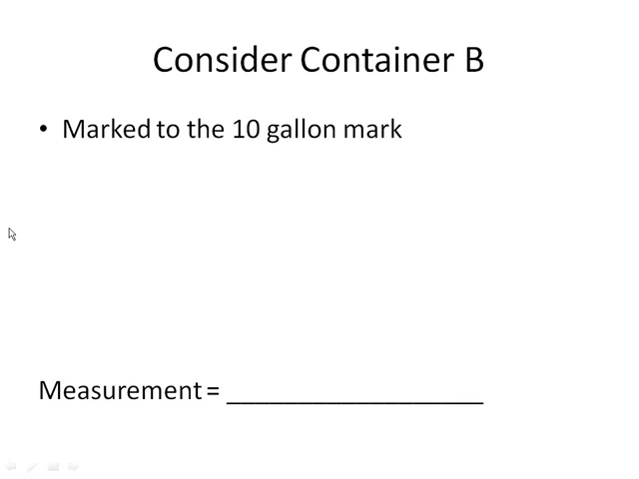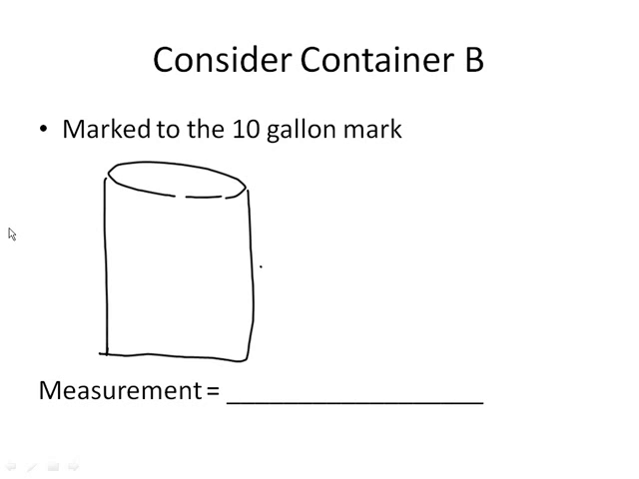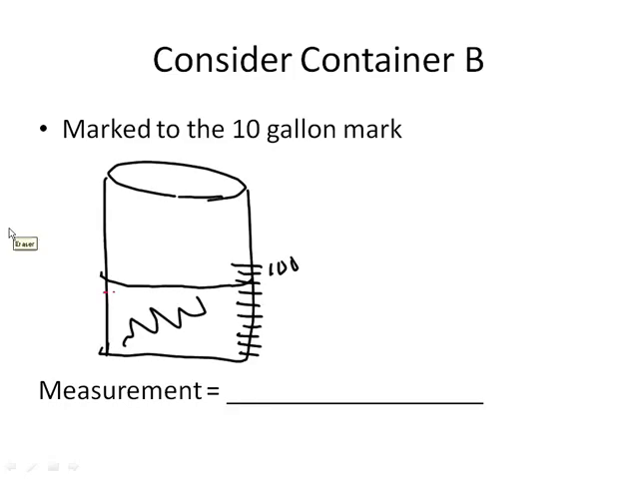If instead we're looking at container B to do our measurement, remember container B was marked to the 10-gallon mark. Just draw this in here. Here's my 100. 1, 2, 3, 4, 5, 6, 7, 8, 9, 10. And again, we'll put in our meniscus for our hypothetical amount of liquid. Here's my liquid. And again, I'm going to look to the bottom of the meniscus to read.